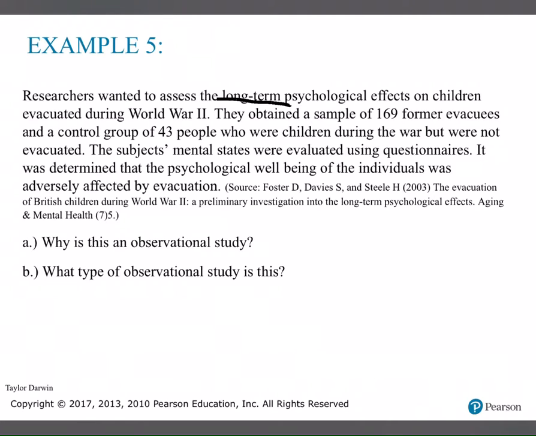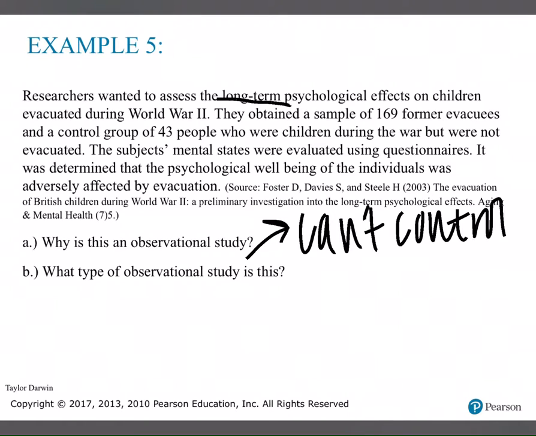So why is this an observational study? Because the people that we're looking at, we didn't have any control whether they were evacuees or not. So we can't control who put the kids in groups a long time ago. And so I'm just going to put, we can't control kids in groups. I'm going to put can't control World War II evacuees.